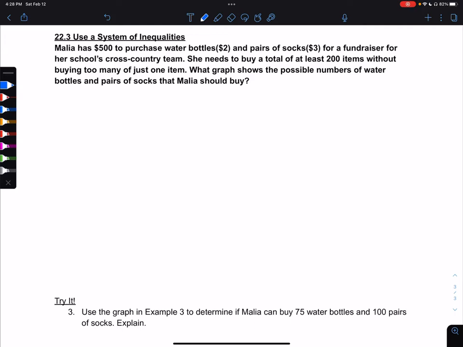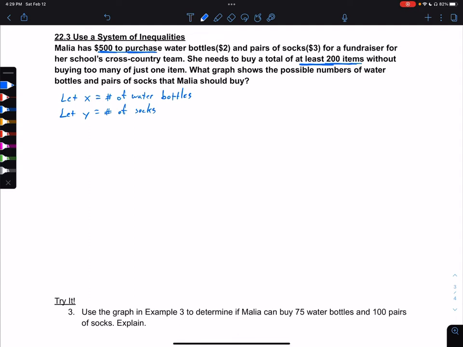Okay, so let's start by defining some variables. We're going to use x and y. So let x equal the number of water bottles. All right, we have two items here, and then we'll say let y equal the number of socks. Okay, so there's two situations here, or two inequalities we're looking to make. One is going to deal with the total number of items. So we're looking at least 200 items. And the other is that we have $500 to purchase.